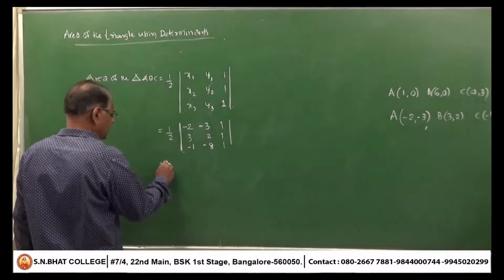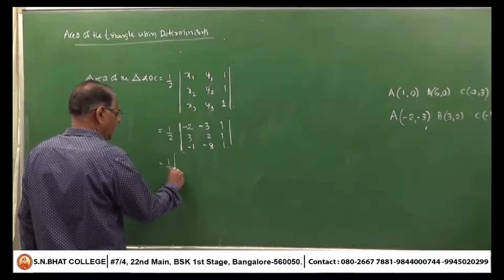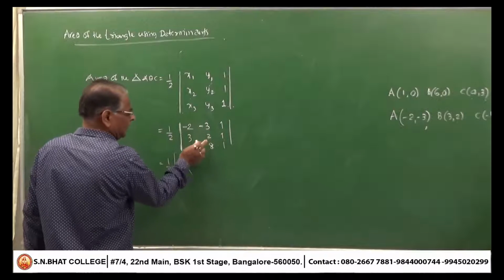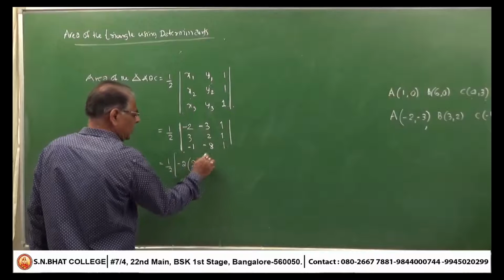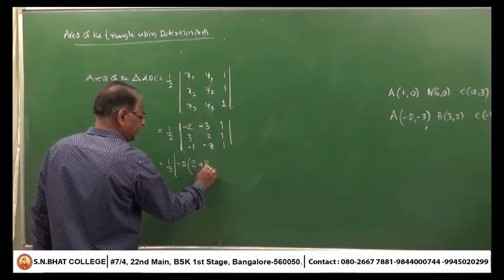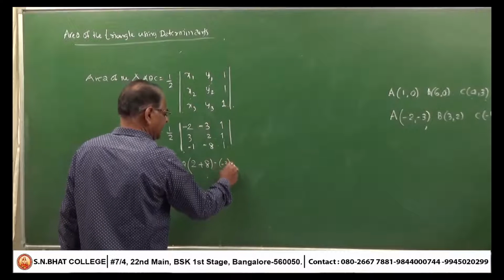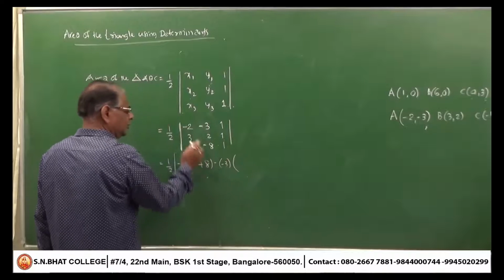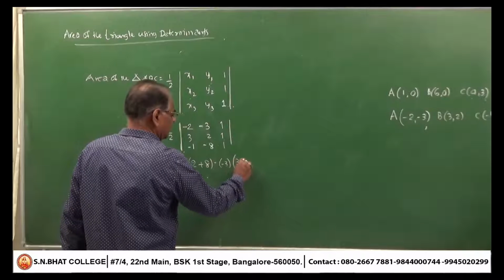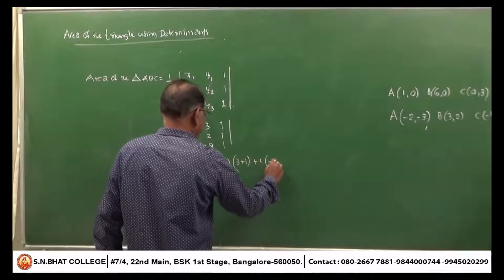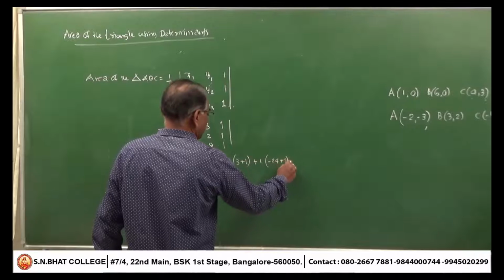This is half into minus 2 into, leave this row, this column, multiply these two, 2, in between minus sign, plus 8. This is minus of minus 3 into, leave this row, this column, 3 plus 1, plus 1 into minus 24 plus 2.